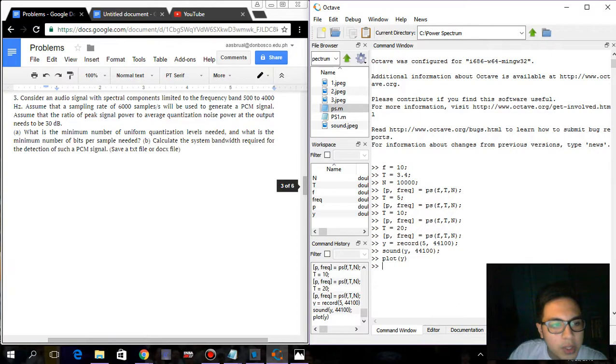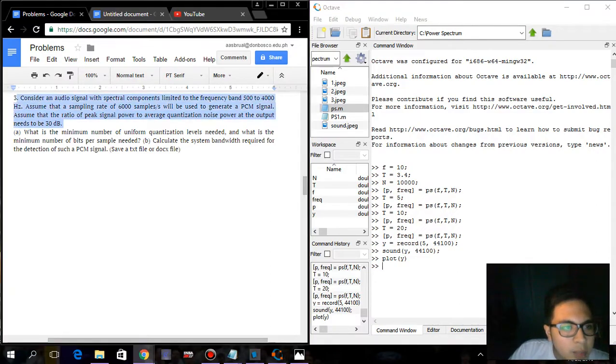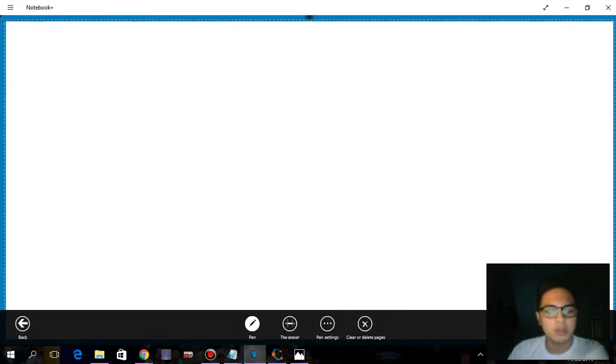And in number 3 we are given this statement. See to it that we are asked to find the minimum number of uniform quantization levels and the minimum number of bits per sample needed. And in letter B, we are to calculate the system bandwidth required for the detection of such a PCM signal. I'm going to use this for my solution.